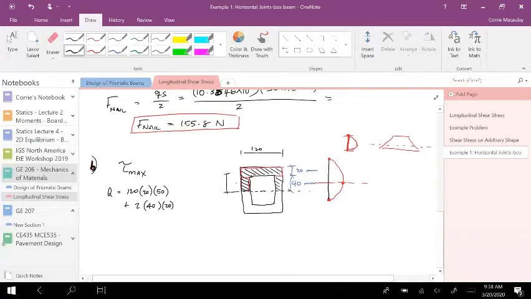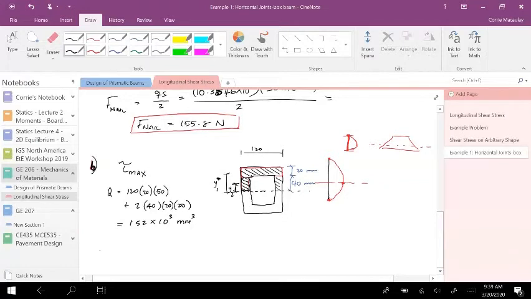Is it 20? Exactly. So the centroid of this area would be right at the center there. So that distance is y1, and this is y2. And so that should be 20. And if you go through that calculation, you should end up with 152 times 10 to the 3 millimeters to the third.